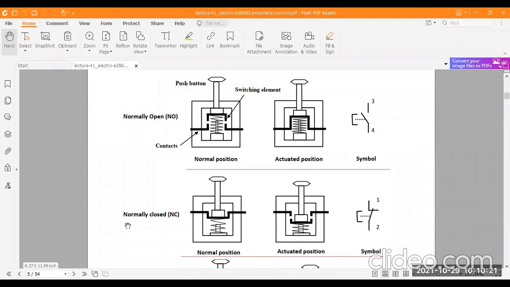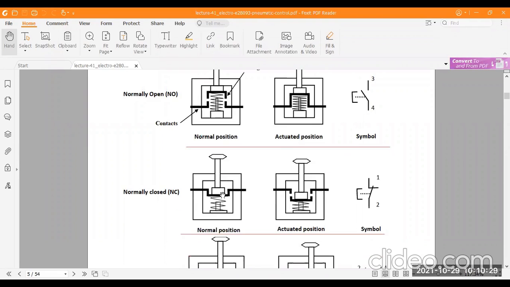Another one we have to consider is normally closed. This is normally closed, that means NC. These are the basic diagrams of the normally closed type switches. Here you can see this is basically the normal position. Here is the spring, this is a push button and this is connected. In the normal position, it is also in the closed pattern.